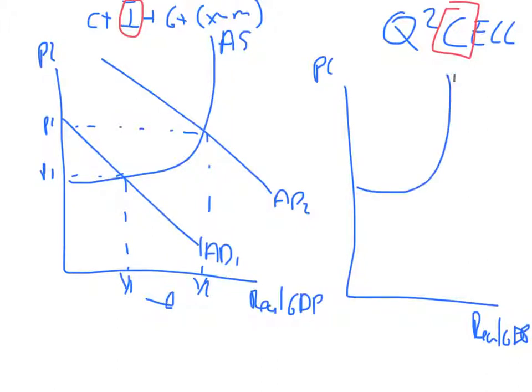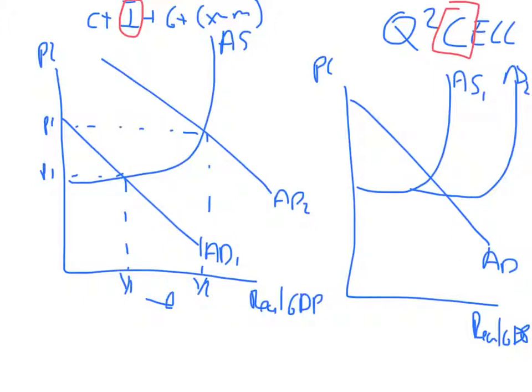AS will go from there. You'll just put an AD line in like that. And in the long run, AS will go outwards like that. And you'll do your dotted lines as you normally would.